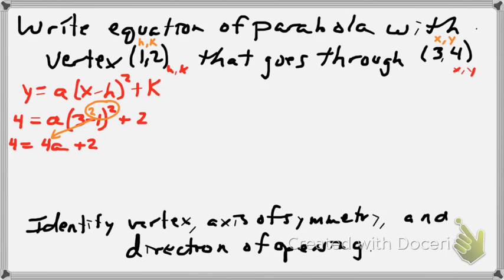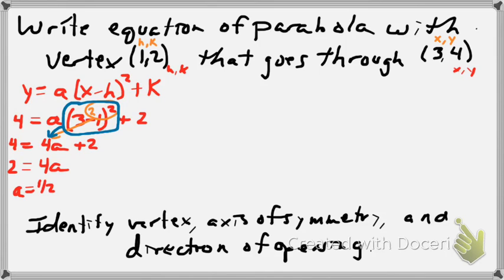And now, that's like a 7th grade question. 4a plus 2 equals 4. Solving that is a 7th grade question, which you can all do. I'm going to subtract the 2 to the other side. And then I'm going to divide by 4. And I get a value of a equaling 1/2. So the first part of the problem, I'm trying to find a.